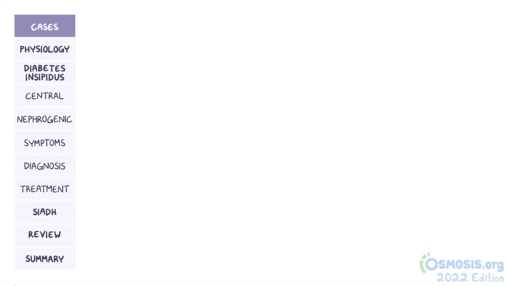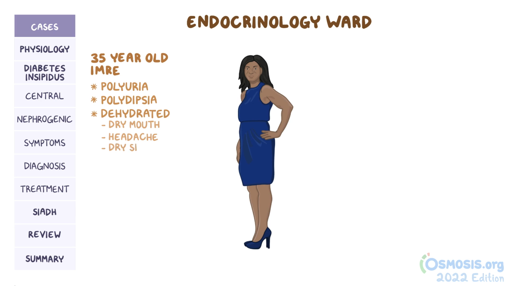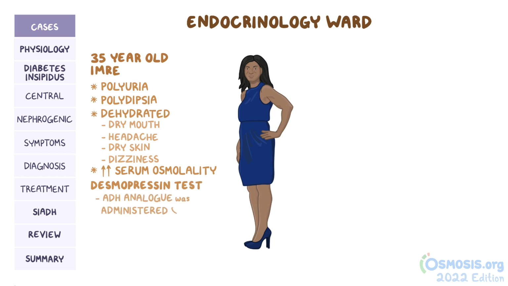Okay, so two people were admitted to the endocrinology ward. One of them is 35-year-old Imre, who came in with intense polyuria and polydipsia. Imre was dehydrated and presented with dry mouth, headache, dry skin, and dizziness. Several tests were done, and results showed increased serum osmolality, and further on, a desmopressin test was done. During the test, an ADH analog was administered and urine osmolality increased.